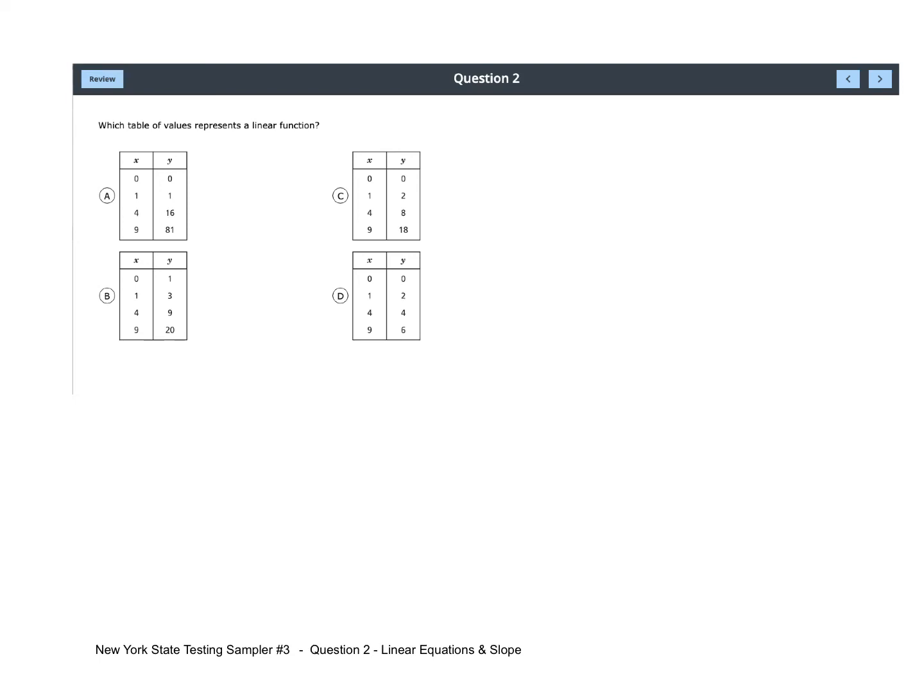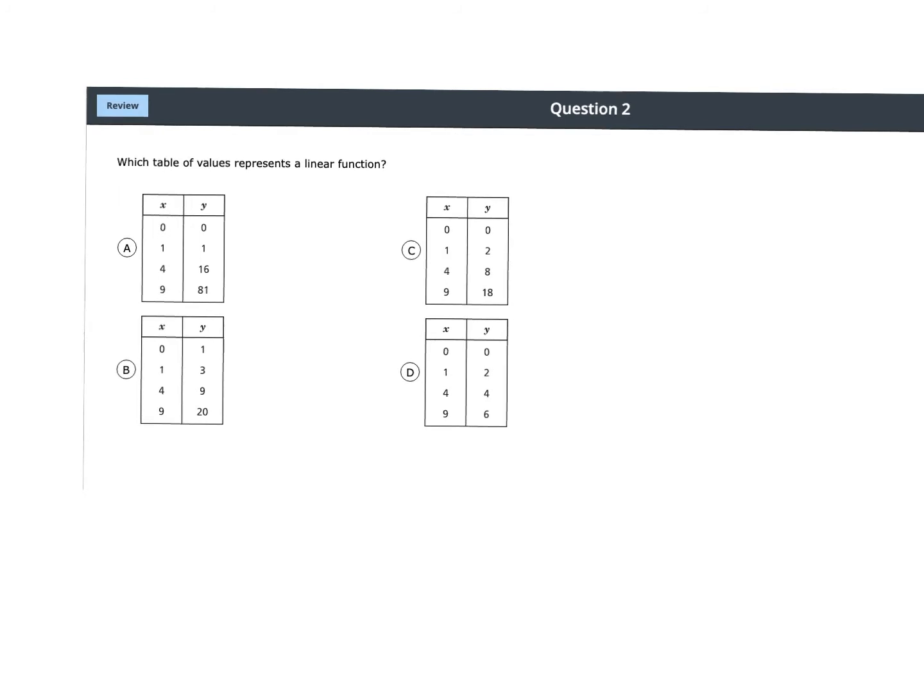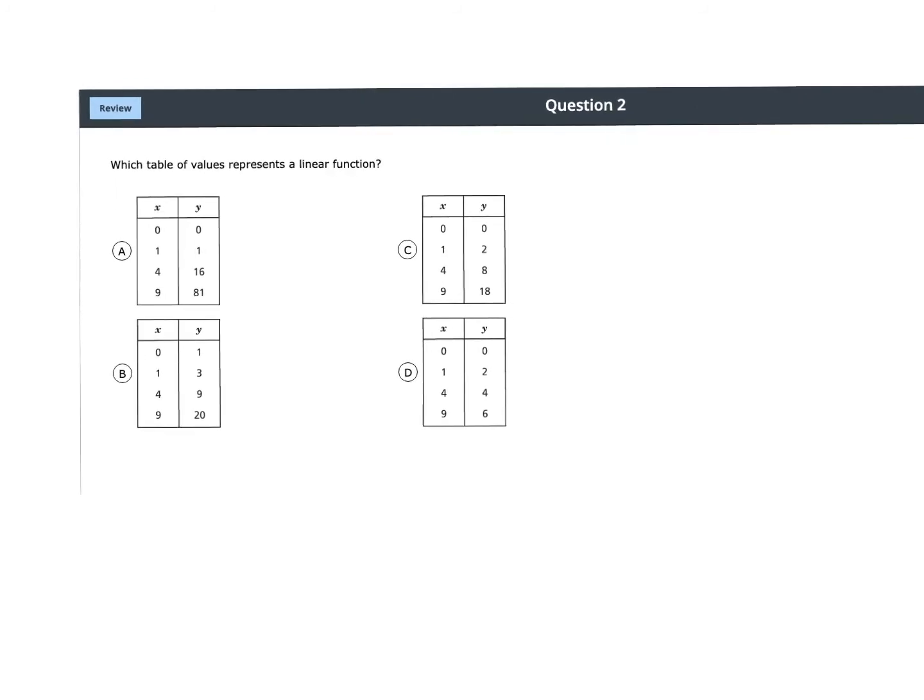This is a New York State testing sampler. It's from sampler number 3 and it's question number 2. It involves linear equations and slope. This is for 8th grade. So this one asks you which table of values represents a linear function.